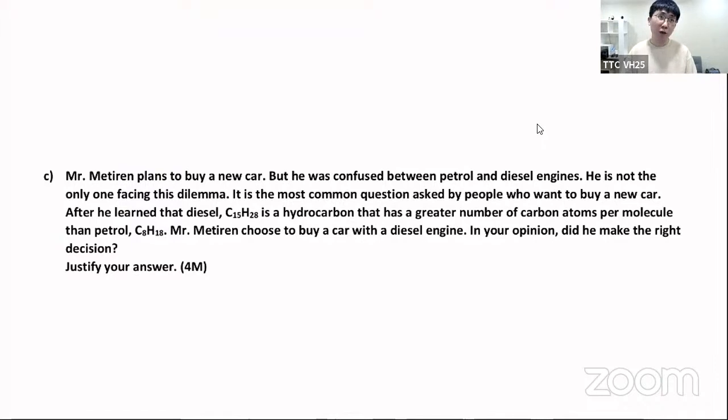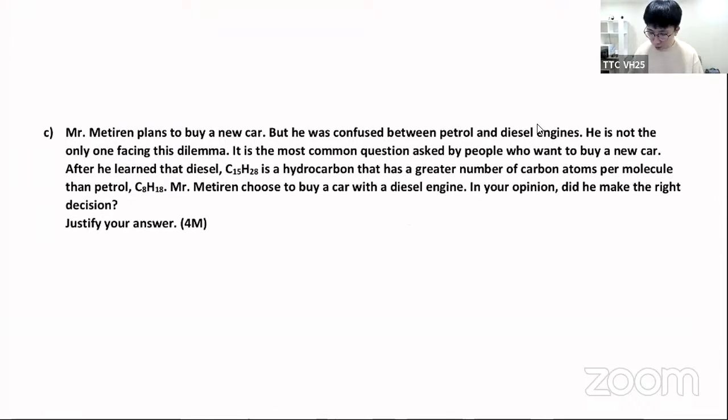Then we can talk about cost. Diesel is cheaper, petrol is more expensive. That's actually the real life example. So if you agree with it, you can say yes. Did he make the right decision? You say yes. This one gives you 1 mark. But for this 1 mark, you must explain. You don't just say yes and expect the teacher to give you 1 mark. No. You have to write yes, explain first. If okay, then the teacher gives you marks in a package. Writing yes alone, no marks.